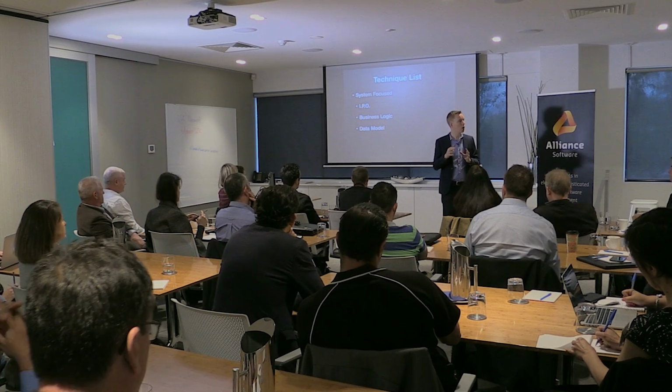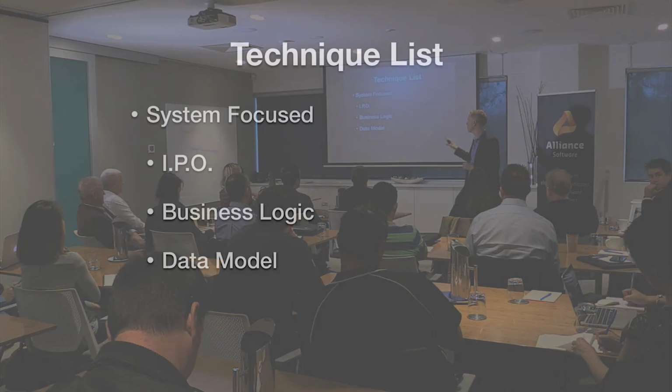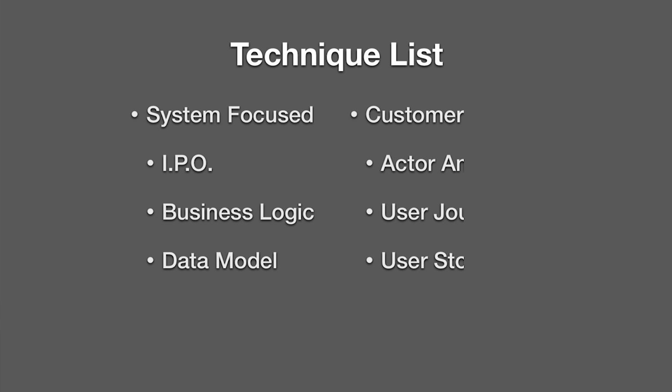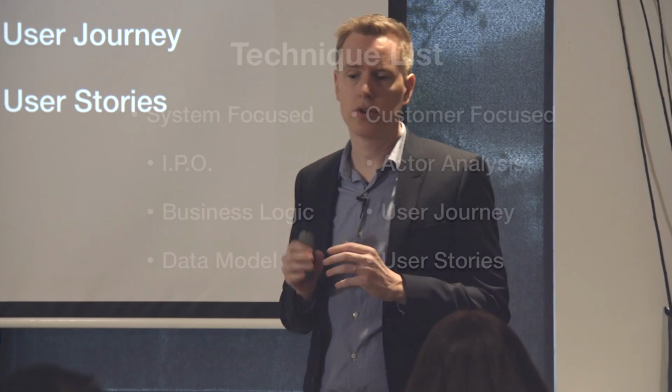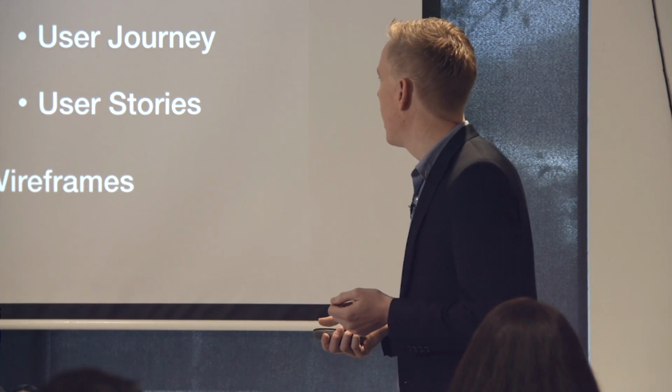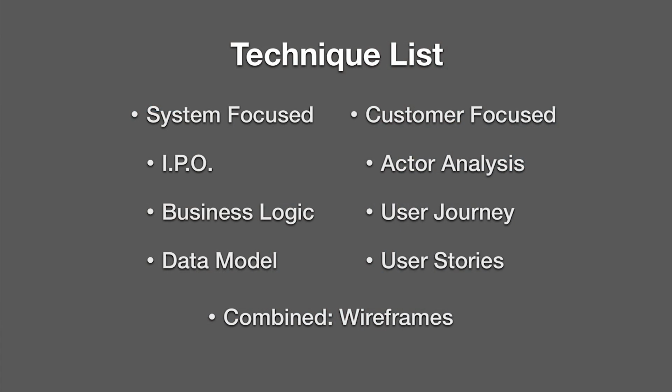So 7 techniques. 3 of these are going to be system-focused techniques. These are techniques that talk about what the system does. We're going to look at a thing called IPO, we're going to look at business logic and data models. And 3 of them are going to be customer-focused. So we're going to look at actor analysis, user journey, and user stories. So they try and take the perspective of our users and what our users are looking to get. And then we're going to combine it and talk about wireframes and how to use those.